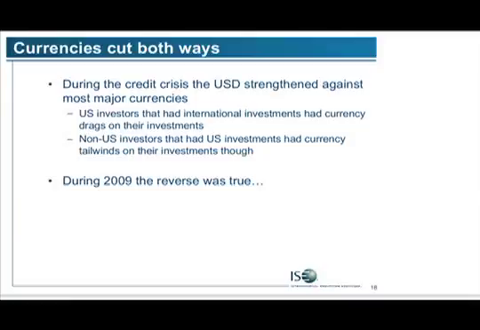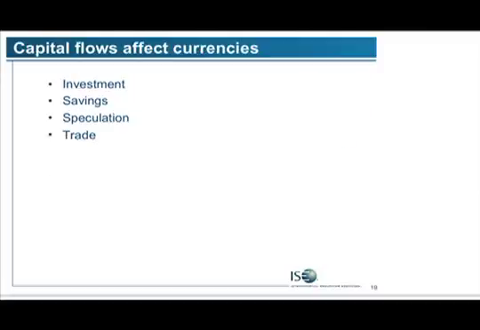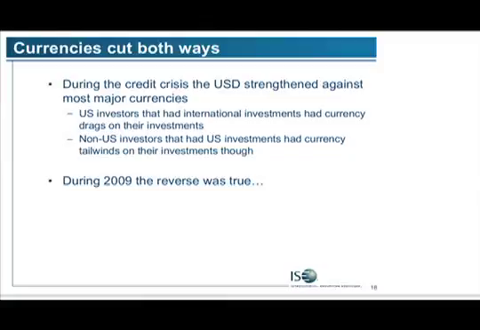During the credit crisis, the dollar strengthened. And again, the dollar has been strengthening, I guess, ever since November or December of 2009 against most currencies. U.S. investors that had international investments had currency drags on their investments. Non-U.S. investors that had U.S. investments had currency tailwinds on their investments, though. During 2009, the reverse was true. And again, we sort of switched back. So we went from 2008, where the dollar was strong, to 2009, dollar weak, although in December, I guess, we started a new trend.